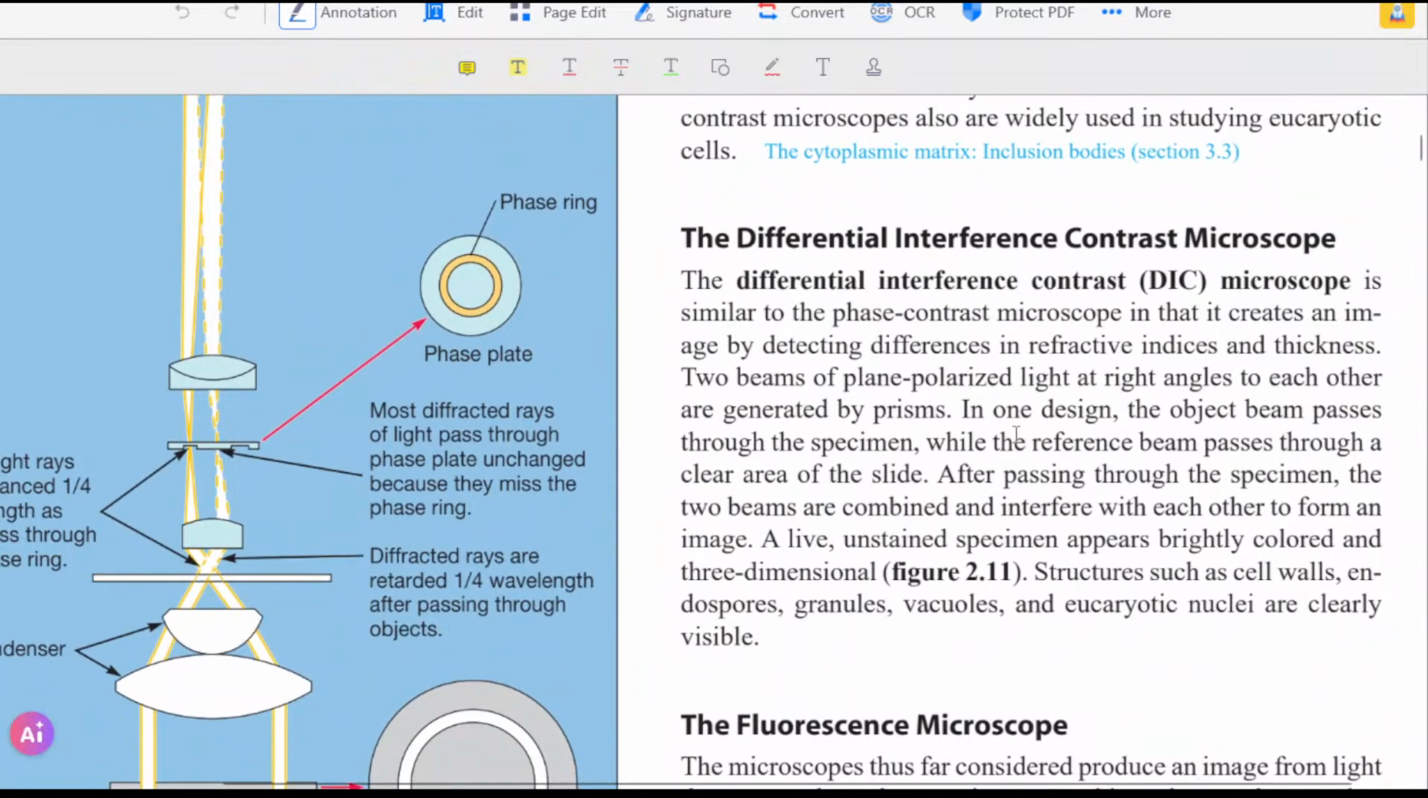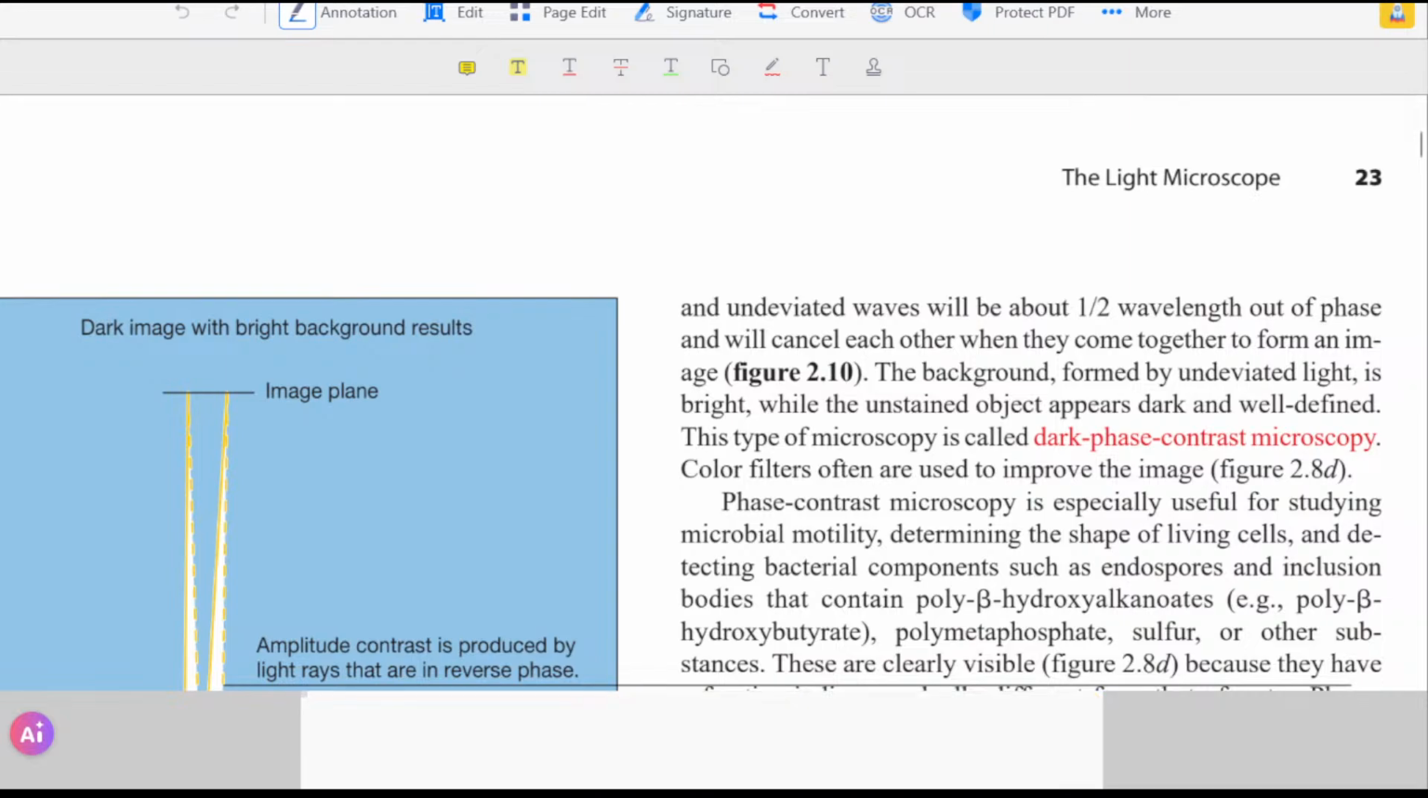So in this case it works by two beams of light that are at right angle to one another. One light is passed to the specimen, and this is polarized light. Remember, polarized light means it is only one wavelength, and it is better to have one wavelength because we can see how the wavelength changes occur more clearly than when you have more wavelengths to deal with.